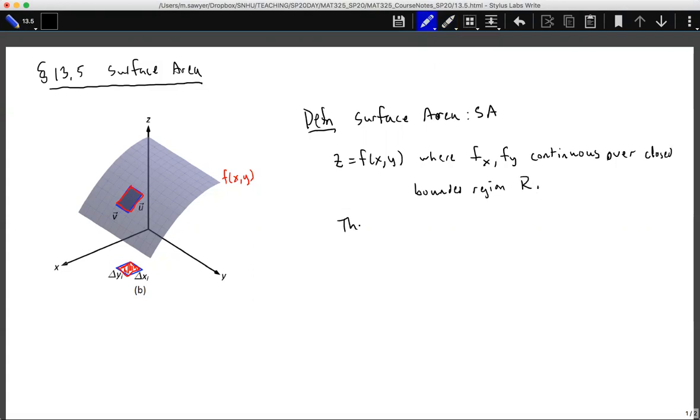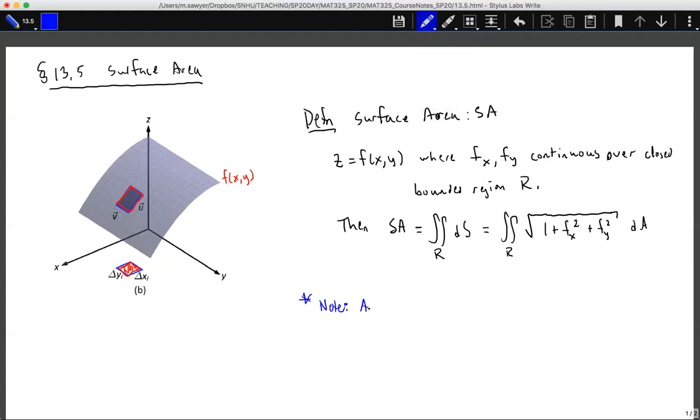So then the surface area is defined to be the double integral over the region of dS, which we can then define as the square root of 1 plus the partial derivative in the x direction squared plus the partial derivative in the y direction squared, dA. And let's make a little note to ourselves that this looks very similar to the arc length formula.